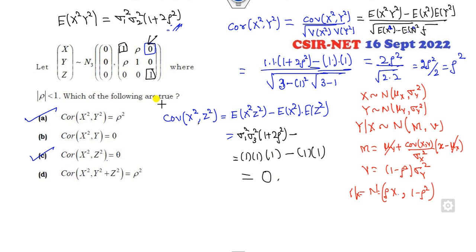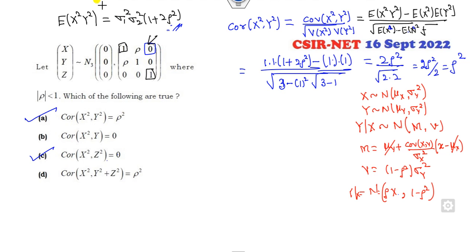Now look at the second option. Second option is, again, we can find the covariance first.